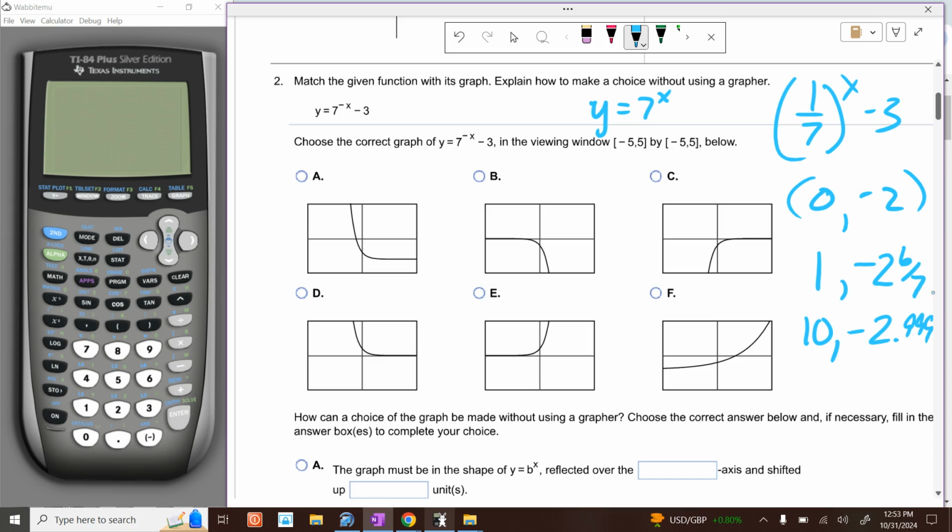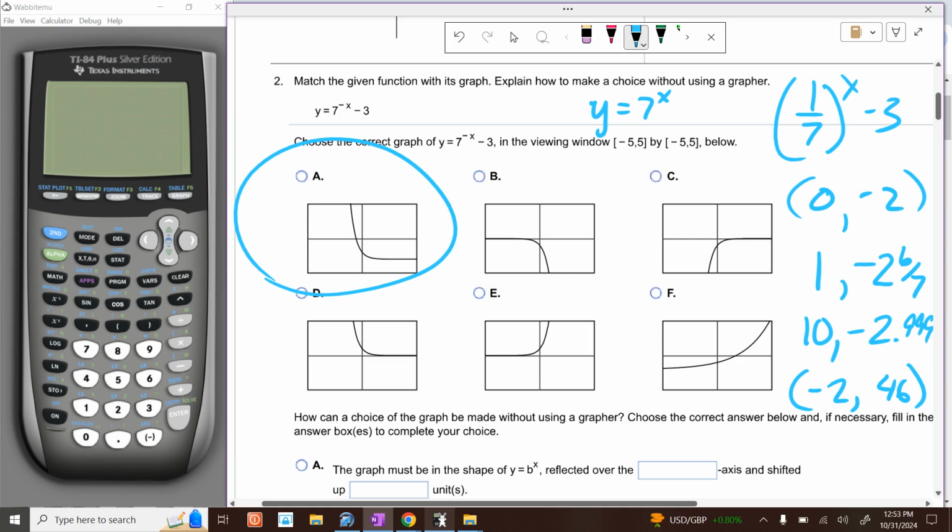As we go negative, if we go like negative 2, that would flip it to be 49 minus 3. So a negative 2 would be 49 minus 3, or 46. Because 1/7 to the negative 2 power would be 7 to the second power, which would be 49 minus 3, 46. So negative 2, 46. So it's coming like this. It's going down like this. It's got to be that one.